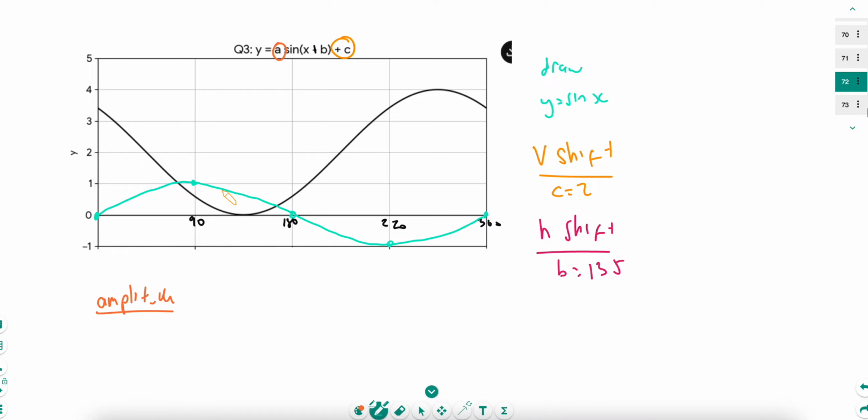Now our A value, our amplitude. Change in the height. So for our original graph, the highest point's at 1, the lowest point's at -1. So the height is 2. This graph, the highest point is 4, the lowest point is 0. So from 2 to 4, we times by 2. So our A value is going to be 2 or -2. We have to figure out which one it is.